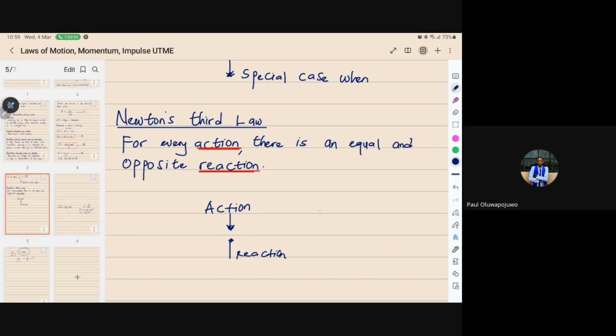Another example is when you are seated on a chair. When you sit, your weight on that chair is an action. The chair again will respond. You're exerting force on the chair, and the chair is going to exert its own force on you. That is your reaction.